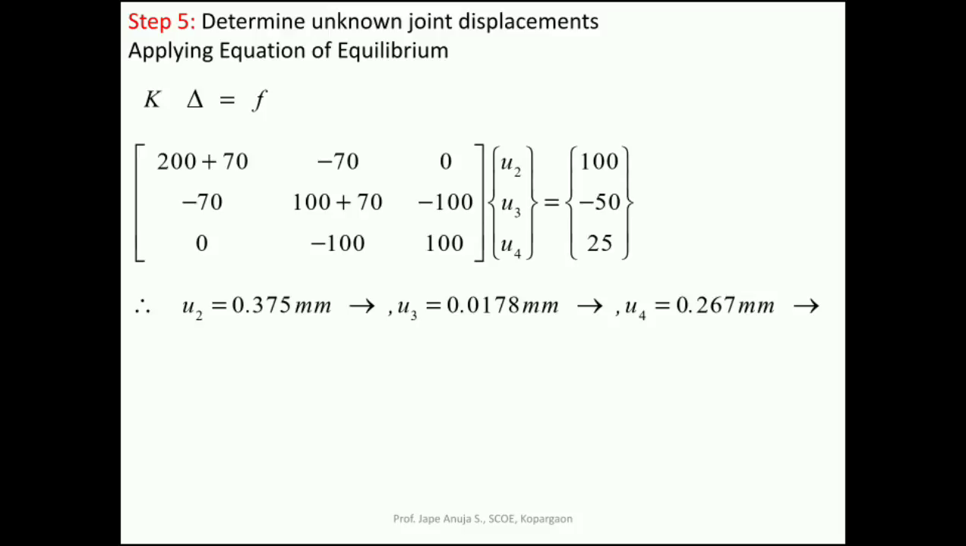Solve this simultaneous equation or matrix and get the values. U2 equals 0.375 mm, positive answer, in the right direction. U3 is 0.0178 mm, right direction. U4 is 0.267 mm in the right direction. Okay, so here this problem is completed using the stiffness matrix.